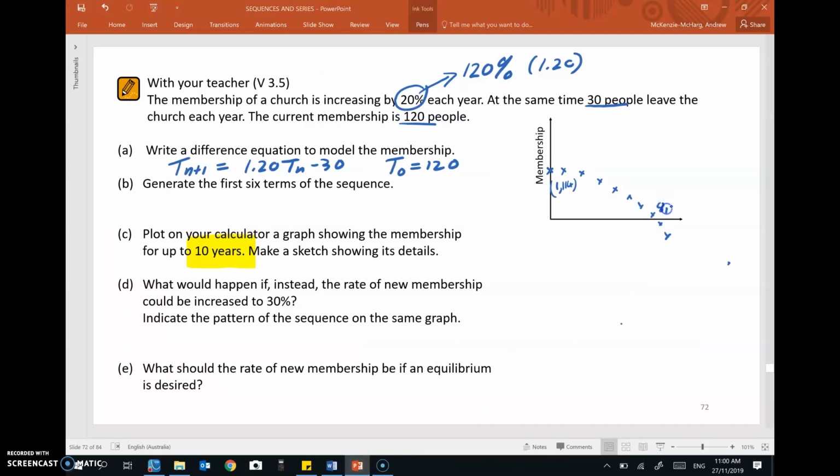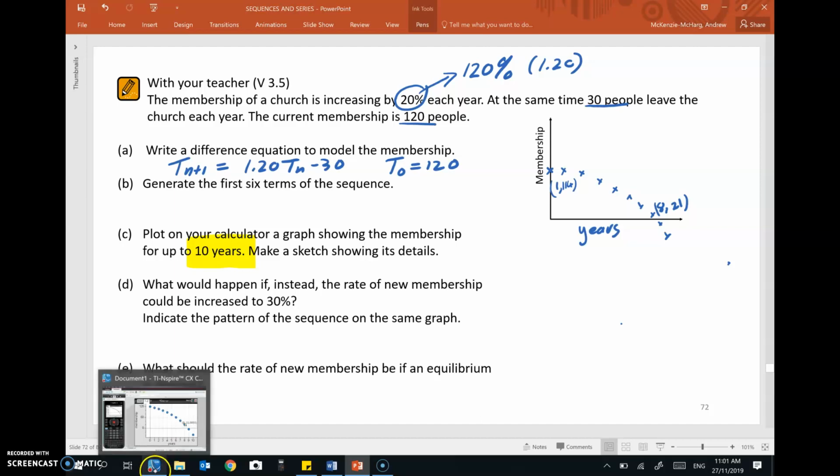8 and 21. Okay. Oh, and we'll also need to put years down here for our x-axis. Don't forget to label that. Righto. Now, in Part D, what would happen if the membership could be increased to 30%?